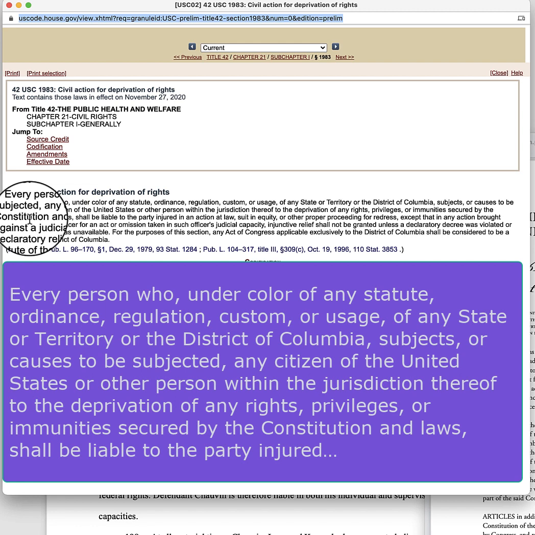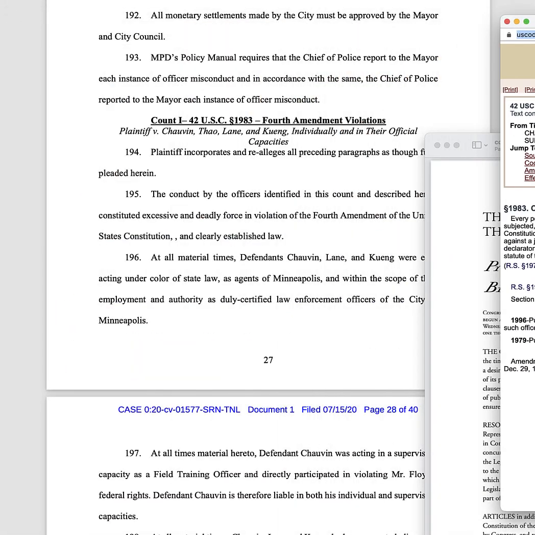So what happened with Mr. Floyd's case is, following his death, his family has sued these persons, these are police officers who are working for the state of Minnesota, and they're bringing a civil rights claim against those persons. And the nature of the civil rights violation is primarily a violation of the Fourth Amendment because they're alleging that these individuals used excessive force that resulted in the death of Mr. Floyd. So it's a great question.